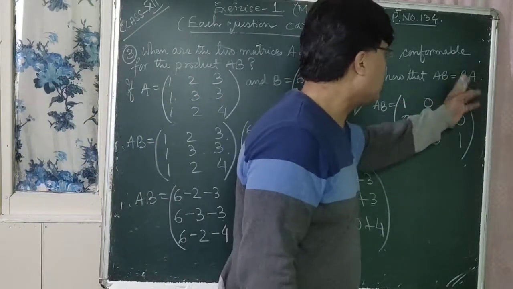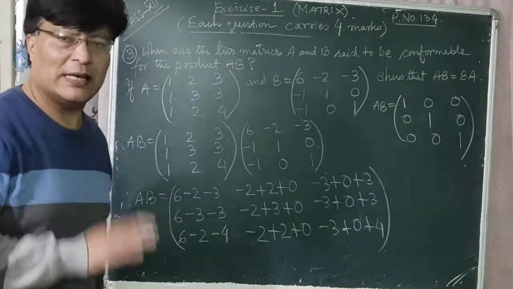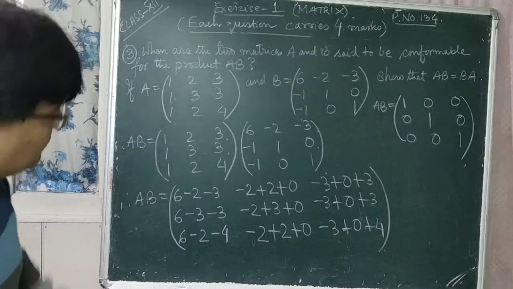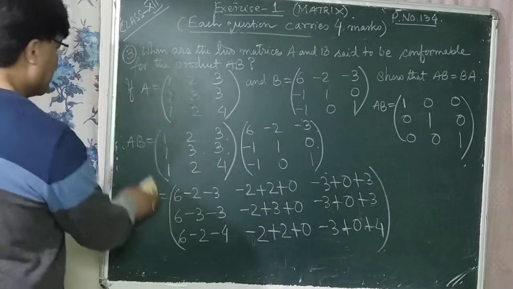Now let us find out BA, and you have to prove that AB is equal to BA. Okay? So let us find out BA now.